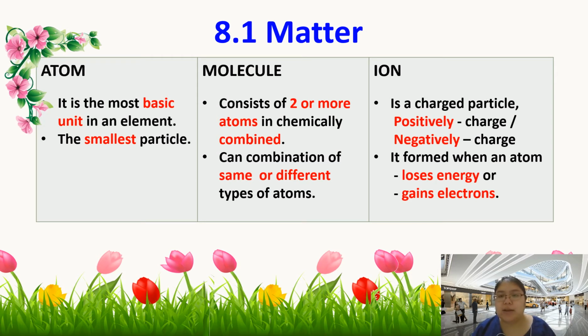Okay, ions. Let's see what ions mean. An ion is a charged particle. We can say an ion can be positive, and an ion can also be negative. It forms when the atom loses or gains electrons.